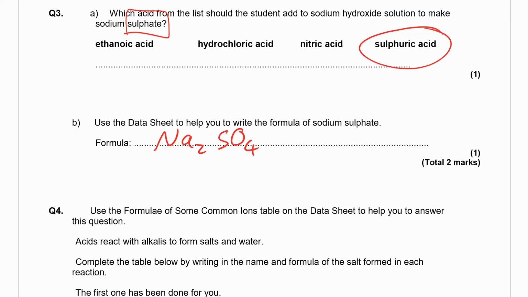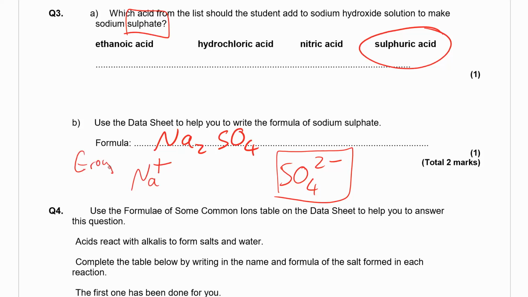And finally, then draw the formula. Now, SO4, you should remember, is 2-. Just make sure you do know that. And sodium is in group 1, which means it will have a single plus charge. So to balance 1 positive with 2 negatives, we need 2 of these. Okay? So it's Na2SO4.